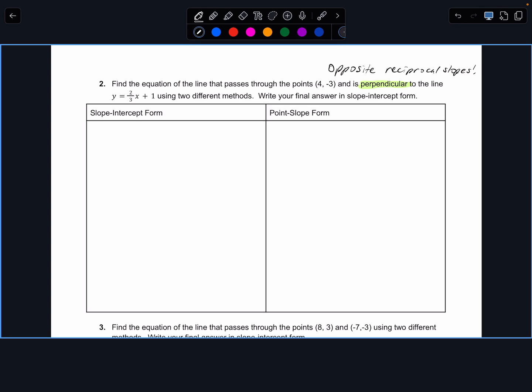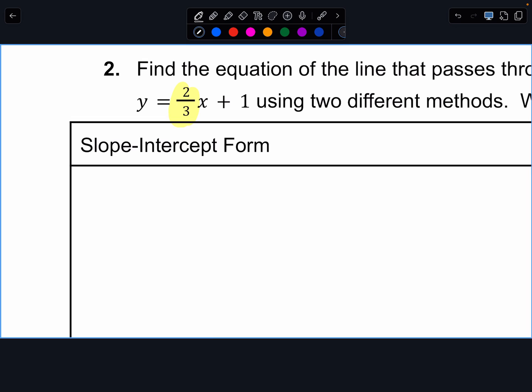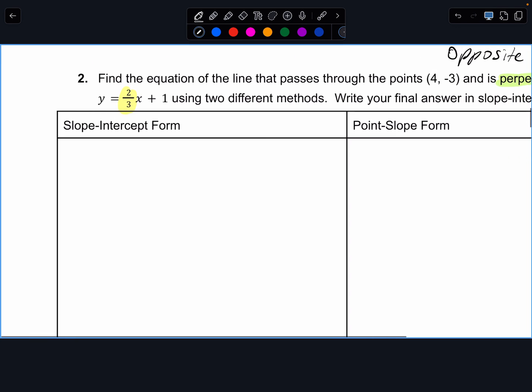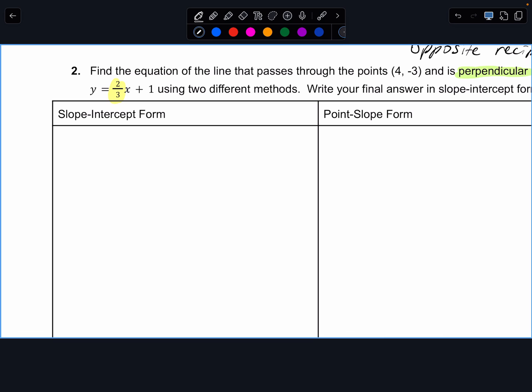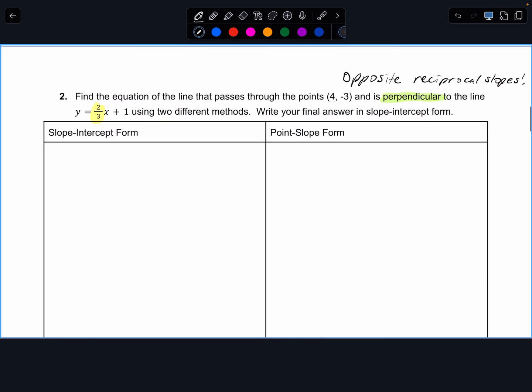All right. So I'm looking at this line here, and all I care about is the slope. What is the slope of that line that they gave us? 2/3. So what would be the opposite reciprocal to 2/3? Negative 3/2. So again, don't think it's always going to be negative, because what if the slope was already negative? Then it'd be positive. That's why you want to say opposite reciprocals. So the slope is negative 3/2.